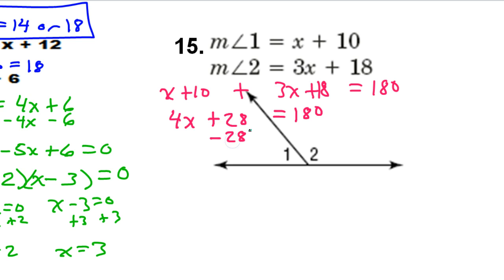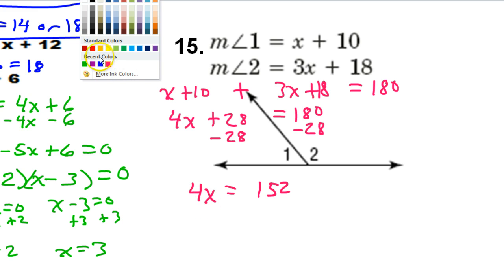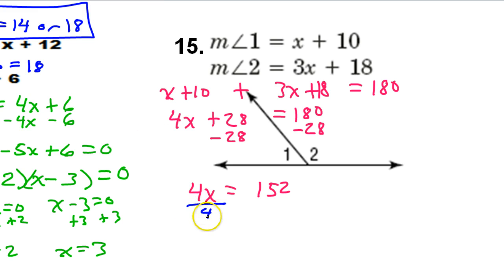And that has to equal 180. Now, let's subtract 28 from both sides. That gives me 4x is equal to 152. Now we divide by 4 on both sides. I'm starting to lose my voice now, so I've got to get to the end of this lesson quick before my voice dies. Let's see, 152 divided by 4, that's 38.